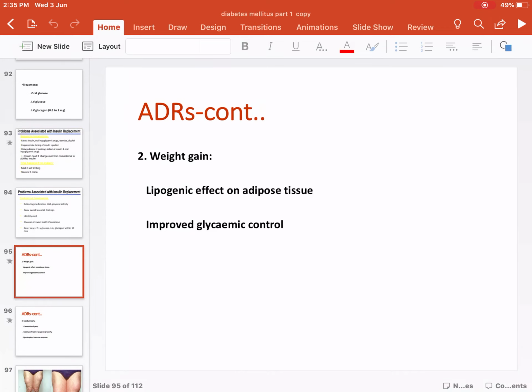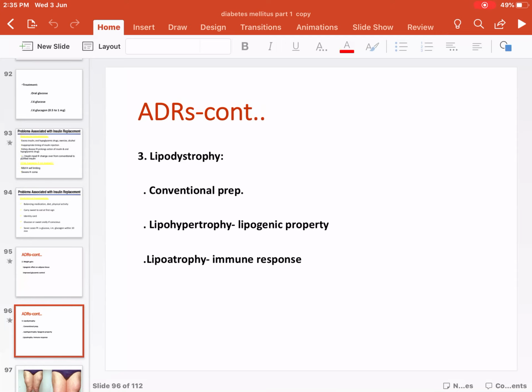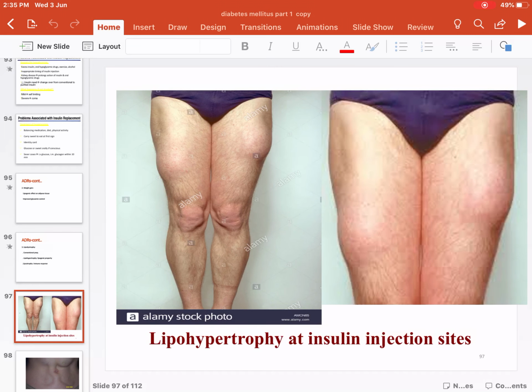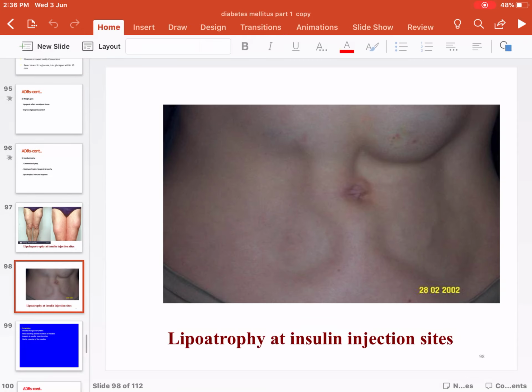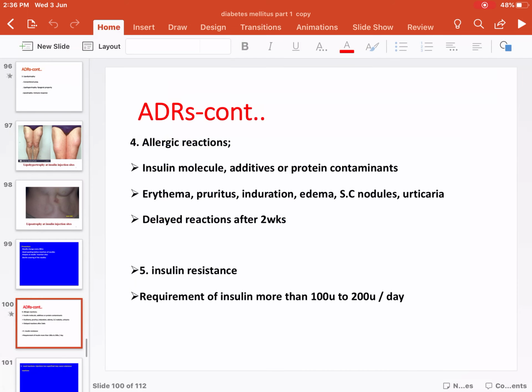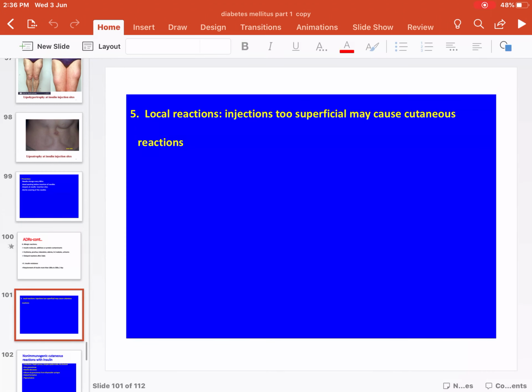What are the other adverse effects other than hypoglycemia? It can cause weight gain. Lipodystrophy. What is lipodystrophy? Abnormal growth of the lipid. Growth is lipohypertrophy. If there is atrophy, we call it lipoatrophy. These are common with conventional preparations like the bovine and the porcine insulins. These are not common with the human insulins. Other adverse effects could be allergic reactions, insulin resistance.